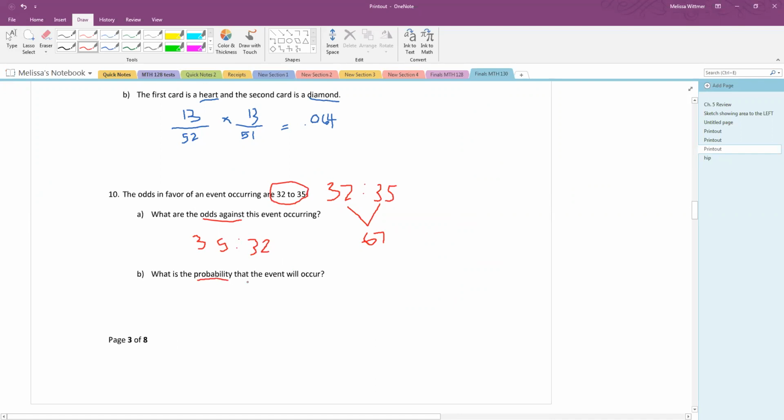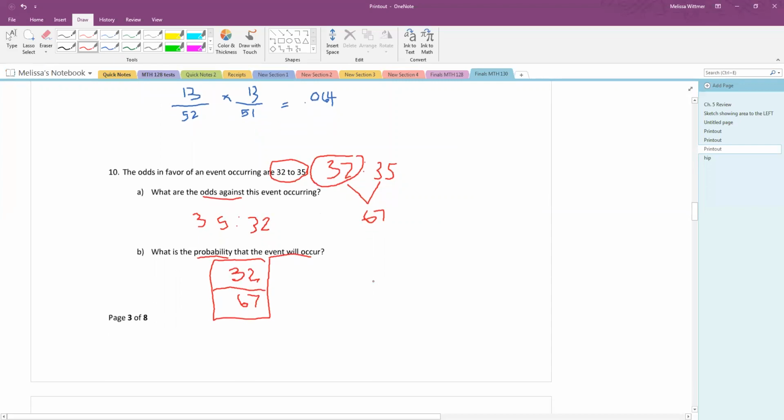But when we want to do the probability, then we do have to set up a fraction now. So what are our chances that the event will occur? Well, that's the odds in favor. So we're going to put 32 on the top. And then the denominator has to be the total events, which is 67. So when you switch from odds to probability, you do have to add the 2 parts together to get the denominator. And always try to reduce your fractions. You can use your fraction key on your calculator to assist you. This doesn't simplify.